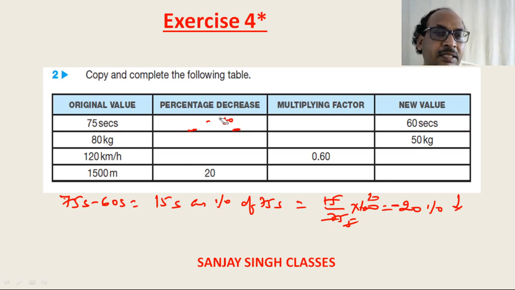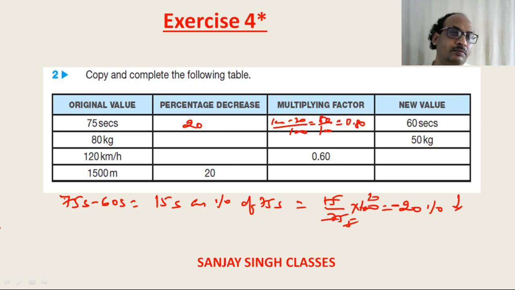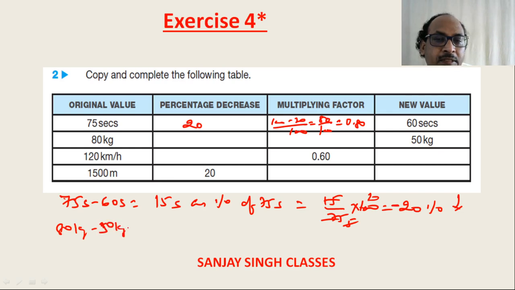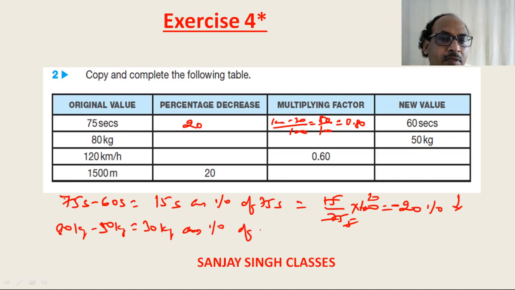The percentage decrease is only 20%, no need to write the percentage sign. Here it will be 100 minus 20 by 100, that is 80 by 100, that is 0.80. Now 80 kg is there and 50 kg is there. The difference is 30 kg, as a percentage of 80 kg. So we need to find 30 by 80 into 100, the zeros cancelled.